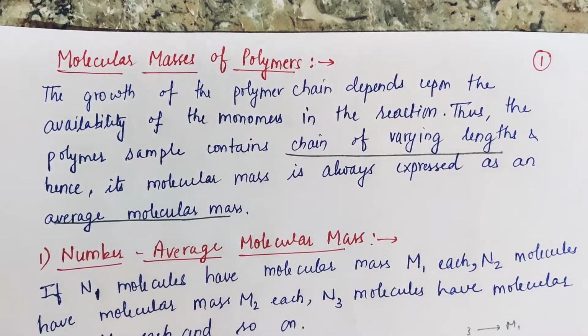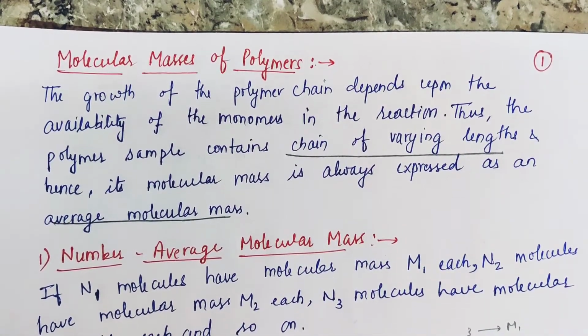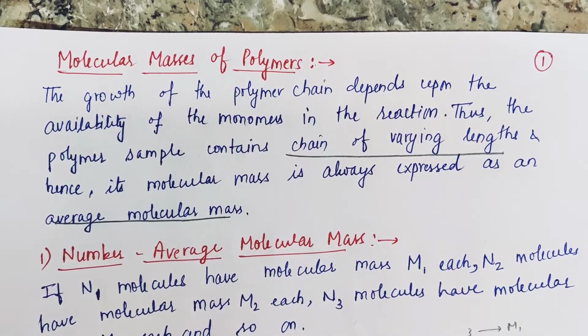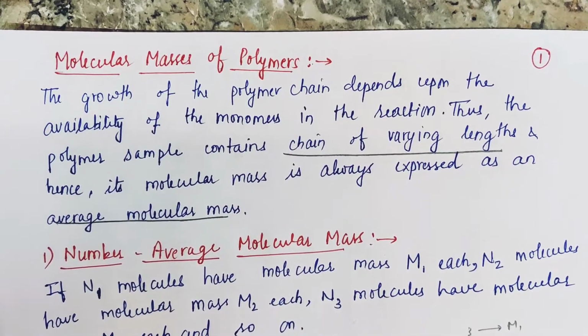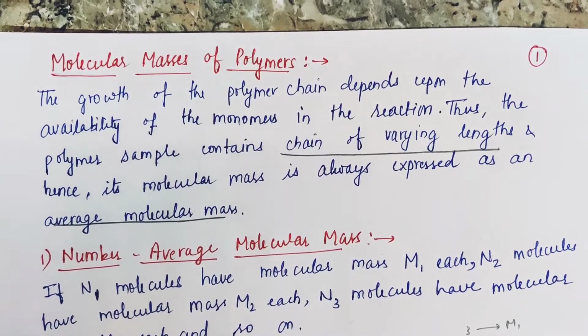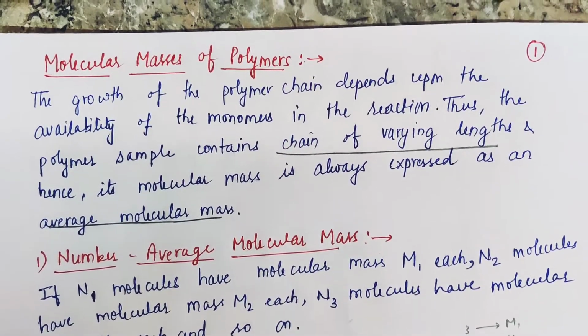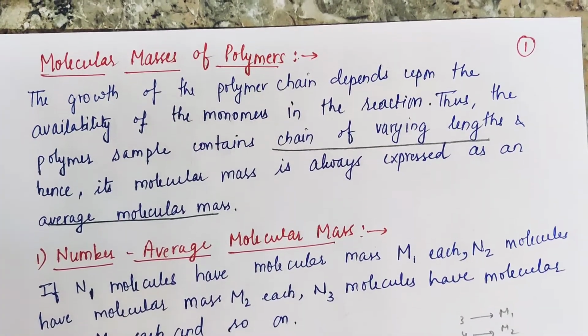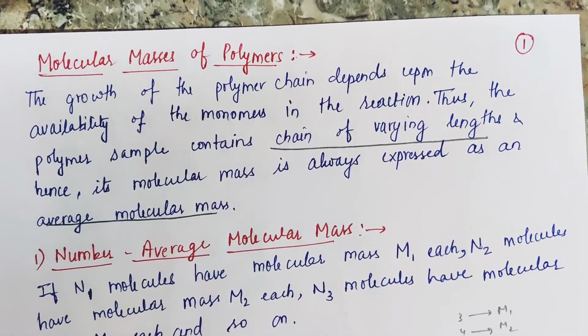Good morning class. Today we are going to study about molecular masses of polymers. Since the length of the chain depends upon how many monomers have reacted to form that chain, it can vary. So a polymer can have more than 1,000 chains of a polymer, and these chains can be of varying length.